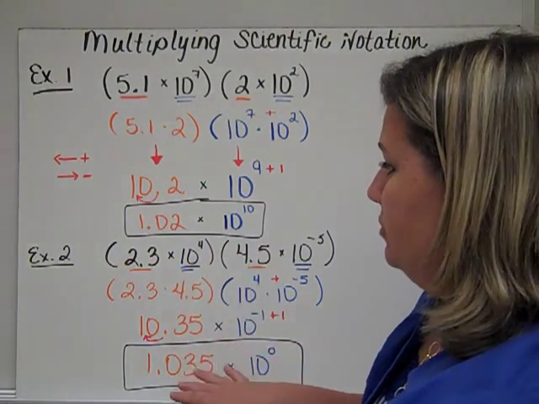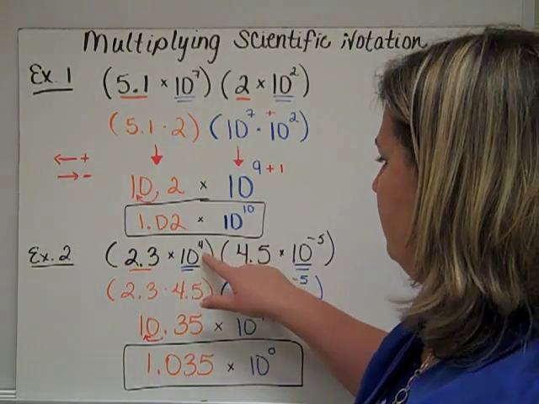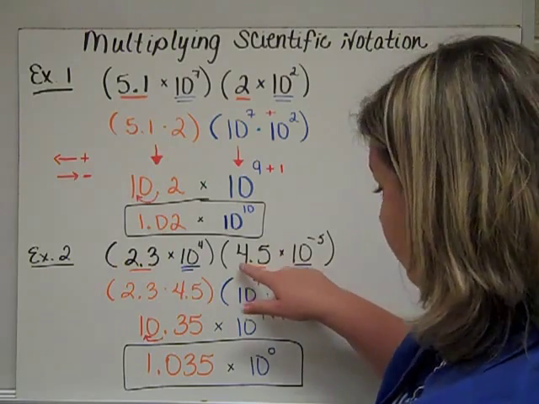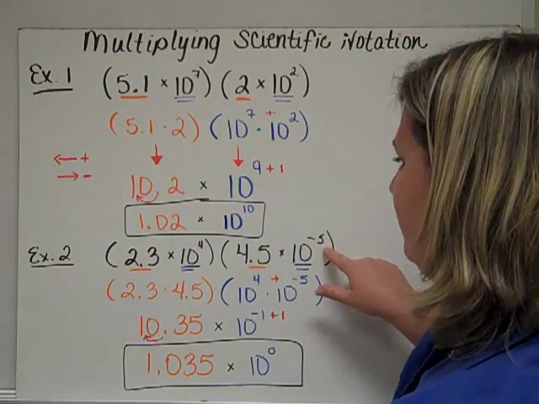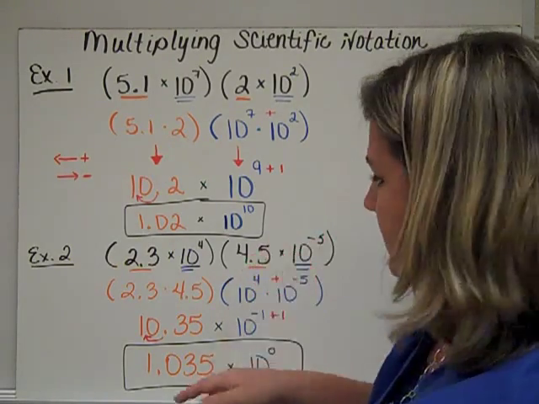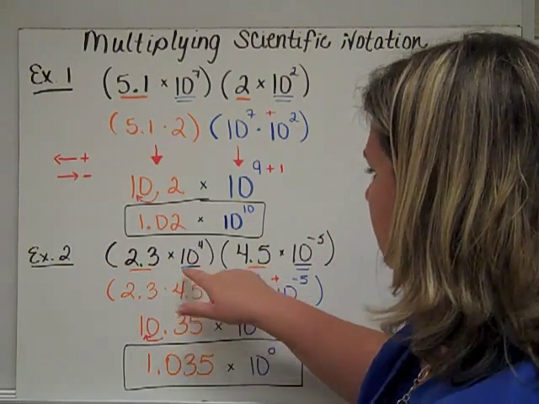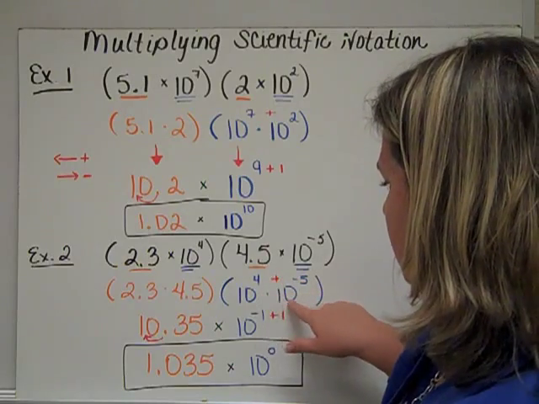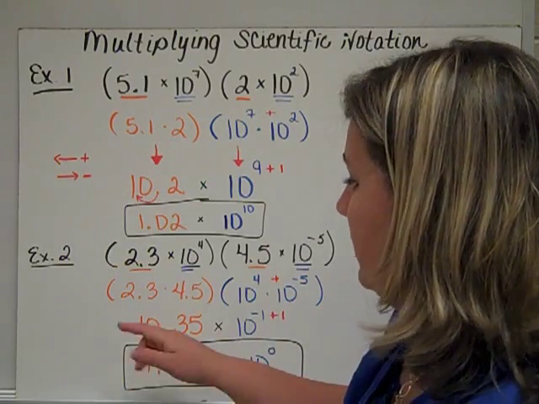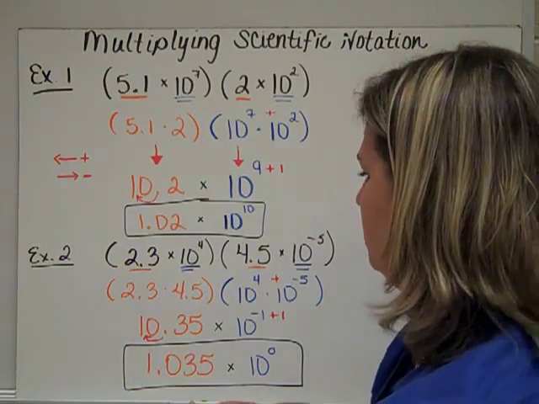So example number 2. 2.3 times 10 to the 4th times 4.5 times 10 to the negative 5th. Same thing. Group our coefficients here, and group our same bases here. So go ahead and multiply normal. And again, we have 10.35 when we multiply that.